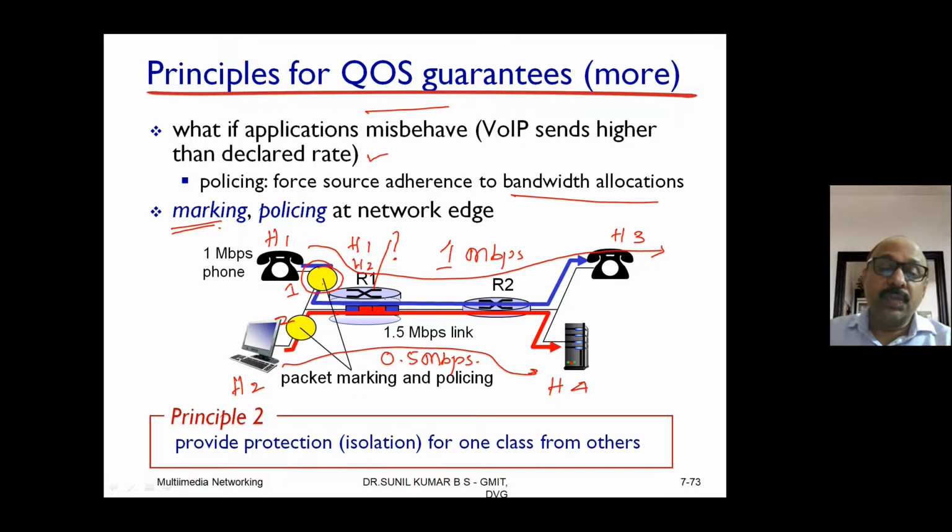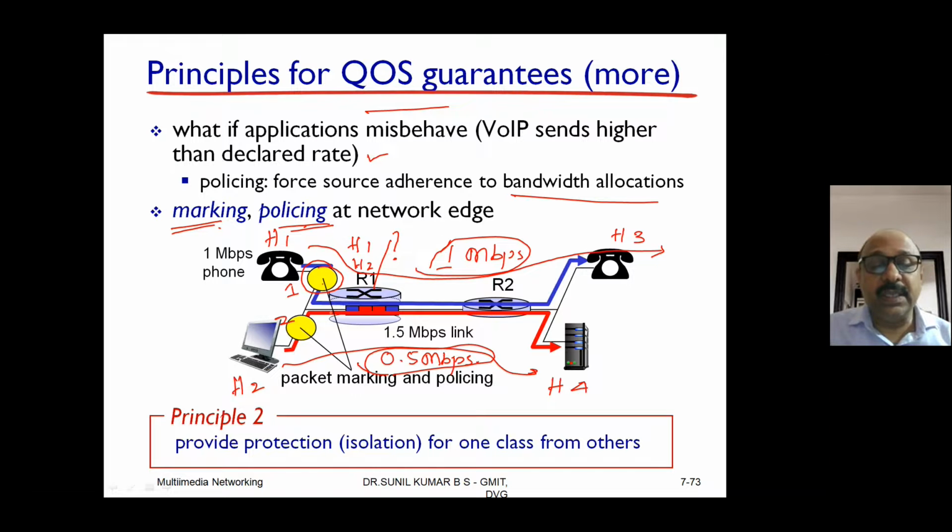All the packets with marking 1 will be treated with 1 Mbps transmission. All the packets with marking 2 will be treated with 0.5 Mbps transmission, and hence it is easy to distinguish the transmission speed, and they can give service according to this. So this requires both marking and policing.